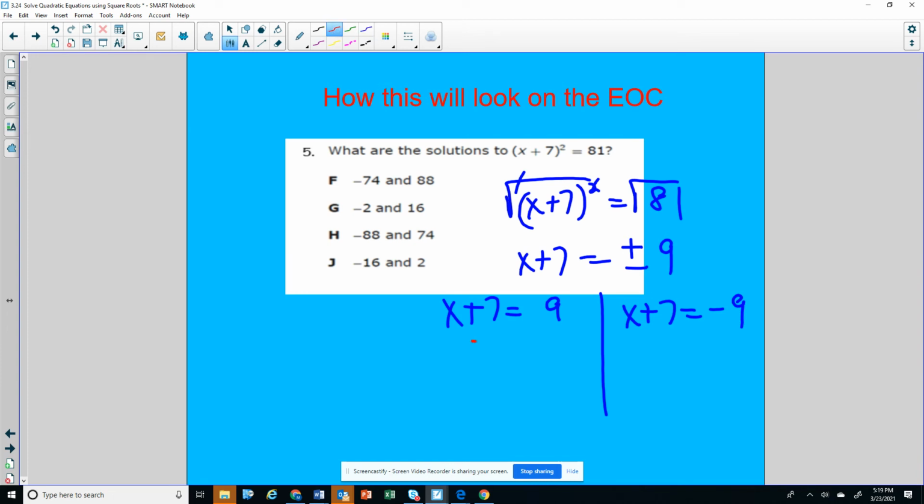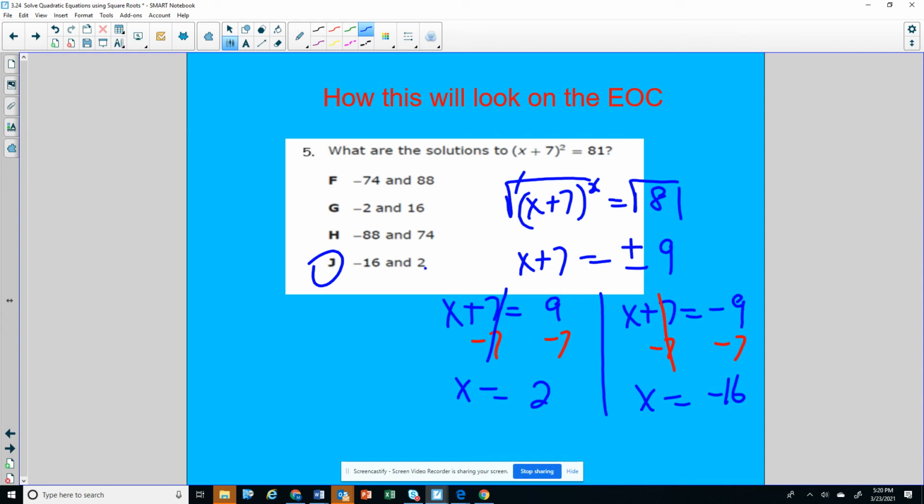I'm going to add a negative 7 to both sides. That goes away. So I'm left with x is equal to 9 and negative 7. That's a positive 2. Okay, let's look at the other side now. I'm going to add a negative 7 here and a negative 7 there. That goes away. I'm left with x is equal to negative 9 and negative 7. That's a negative 16. So let's see which one has that. A positive 2 and negative 16. Right here, J. All right. Again, when you see something like this on the EOC, I want you to apply this technique to solve it.